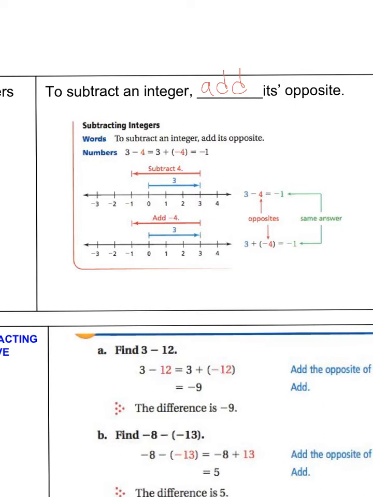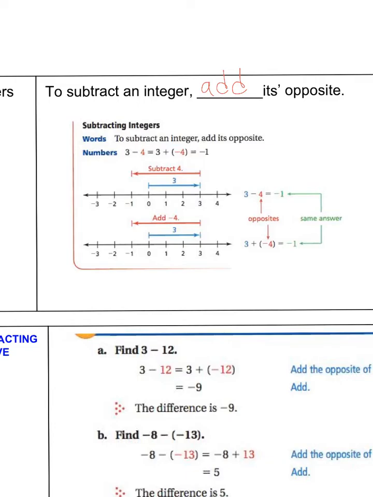So if you look right here, we start with 3, and then you add negative 4, and you end up at negative 1. Okay? So you can see, looking at these two visuals, why 3 minus 4 equals negative 1 and 3 plus negative 4 equals negative 1. But if you simply remember that to subtract, you add an opposite, it's going to be a lot simpler.